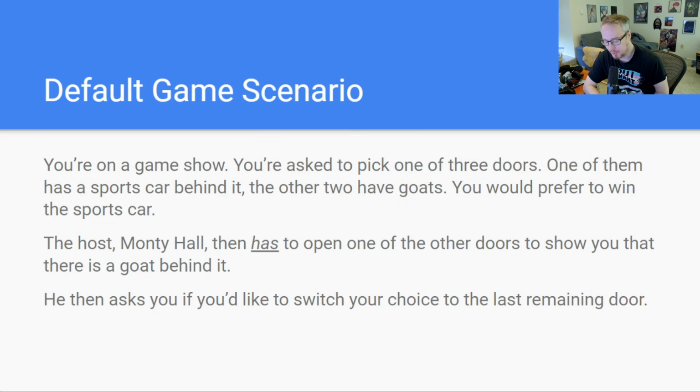You are on a game show. You're asked to pick between one of three doors. Math's hard. One of them has a sports car behind it, and the other have two goats.